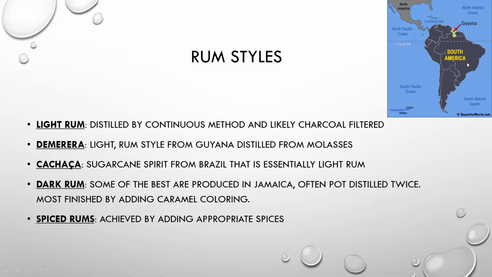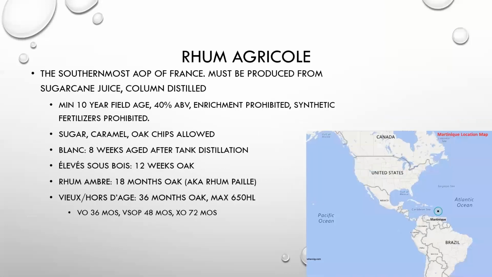which is a fermented and distilled byproduct of sugarcane. It's basically light rum. Of course, it's the key component in the caipirinha cocktail. Dark rum, some of the best in the world come from Jamaica. It's often pot distilled twice, and then a lot of times they're finished off by adding caramel coloring. And of course, I mentioned spice rums earlier. Think of Captain Morgan and Sailor Jerry in those instances.